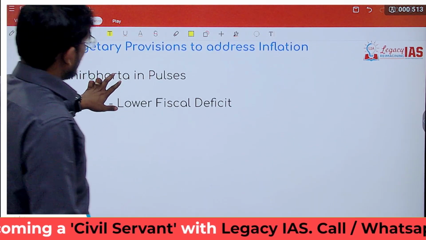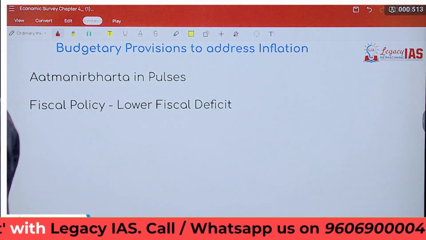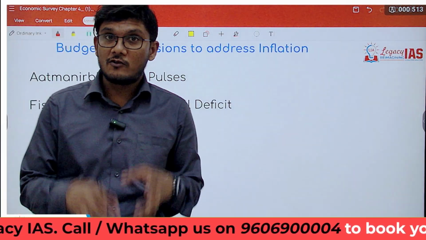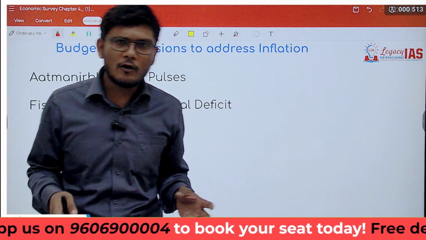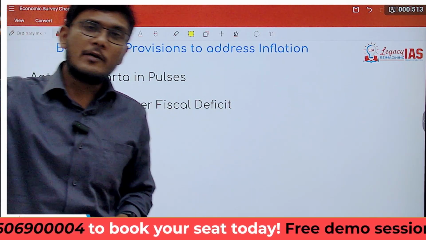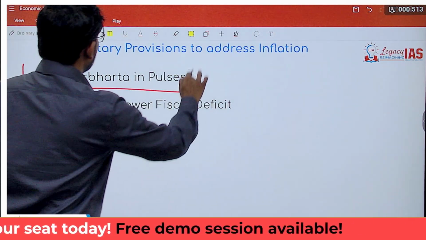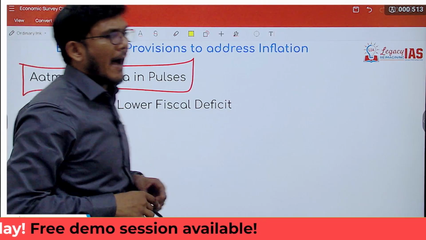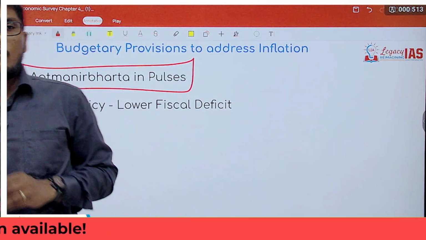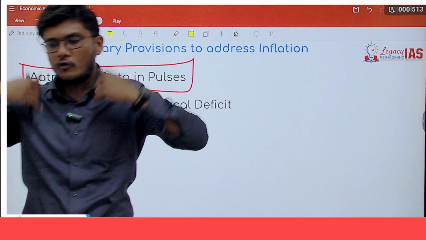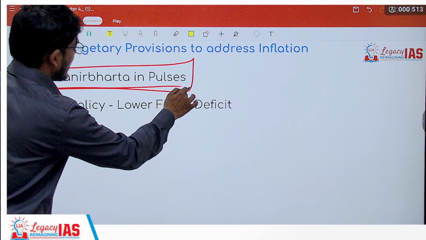Now, what are the provisions? We saw that food inflation, or headline inflation, is due to vegetables and pulses. Pulses are also one of the very important things. We have a consistent shortfall of them, and we have to import them, so the prices are further high. So the government has come up with Atmanirbharta in pulses. Atmanirbharta means self-dependence, not depending on someone else but on your own self for producing pulses. So self-dependence in pulses is a very important thing.